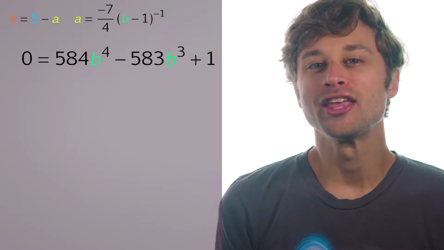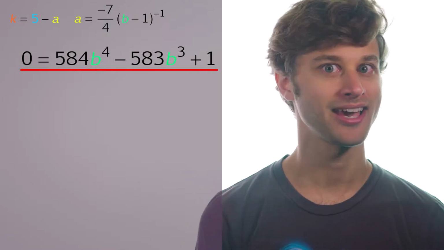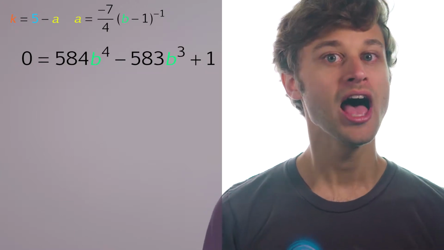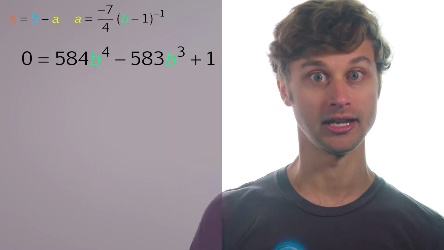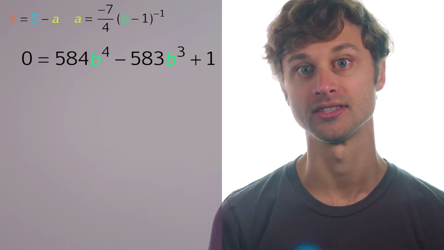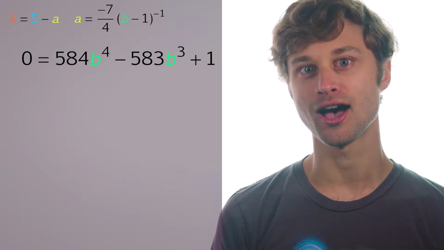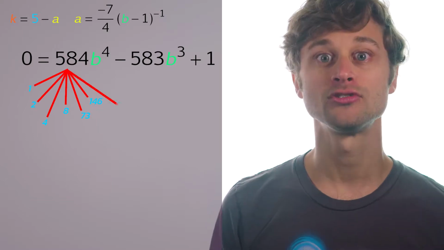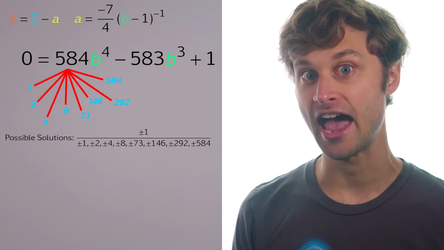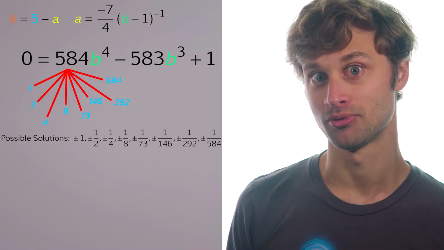So I know my value of b must satisfy this equation, but how do I solve this equation? Well, I could, for instance, use polynomial long division, which we've done in our polynomial videos and a couple of other instances. But that could take a while because the factors of 584 are numerous. It turns out that there are 16 possible factors for this polynomial long division problem.